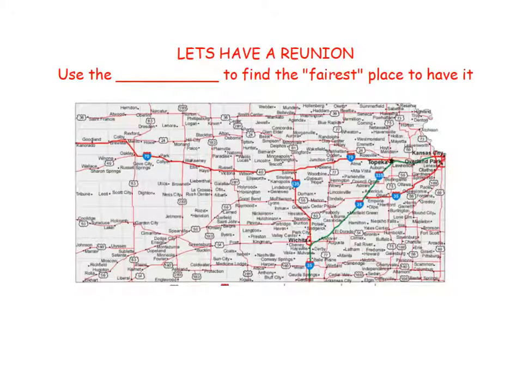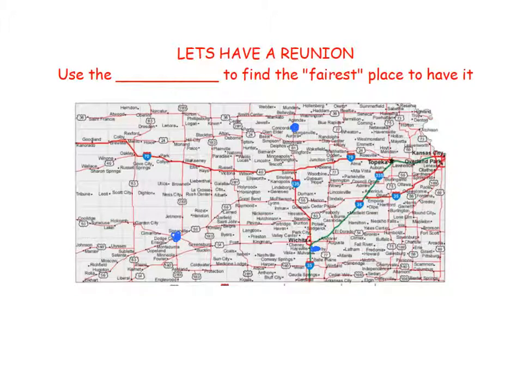All right, so last thing. We did this activity in class, and then you had to do one of these for your homework also. It says, use the circumcenter to find the fairest place to have our reunion. Okay, what we're going to do is we're going to pick 3 cities that we have relatives in, let's say. And so let's just go with, we've got somebody, let's say in Dodge City. Let's say we have relatives in Derby. And then let's say we have somebody up here in Concordia.